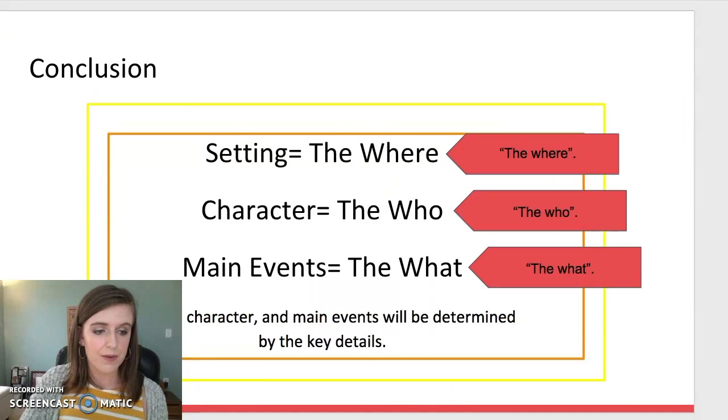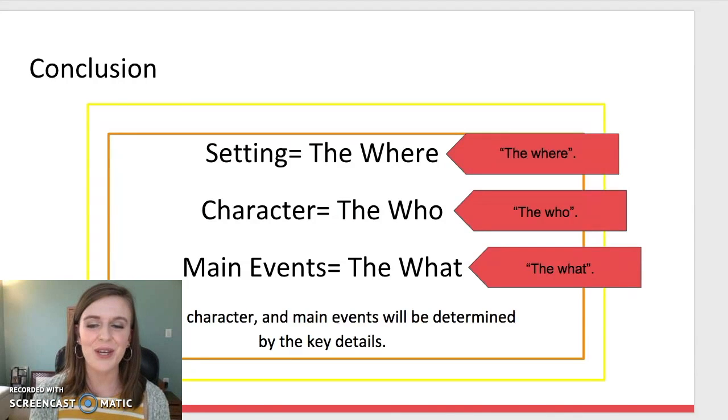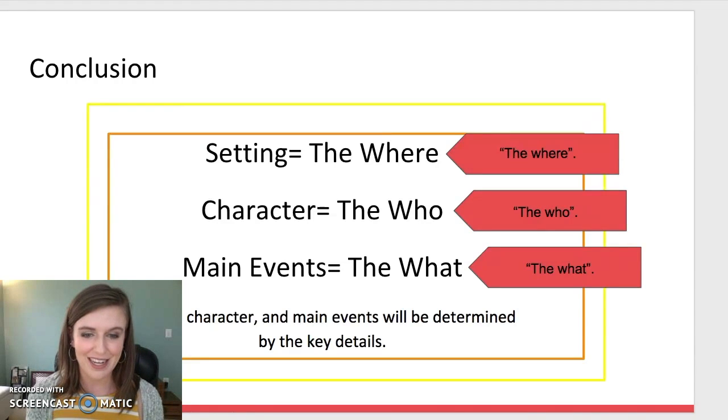And so, real quick, in conclusion, I just want to wrap up what we've learned so far today. So, we learned about the setting, and what is our setting? Yes, it's the where. So it's the time, it's the weather, it's anything having to do with the environment of the story. And then, what is the character? Yes, the character is the who. It's the person who's performing the action. It's the person who's involved with the telling of the story.